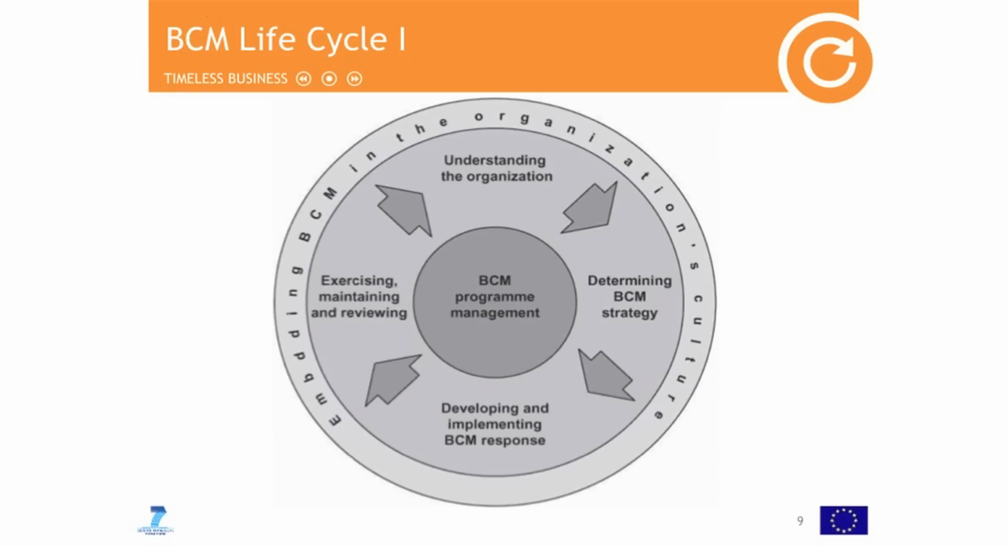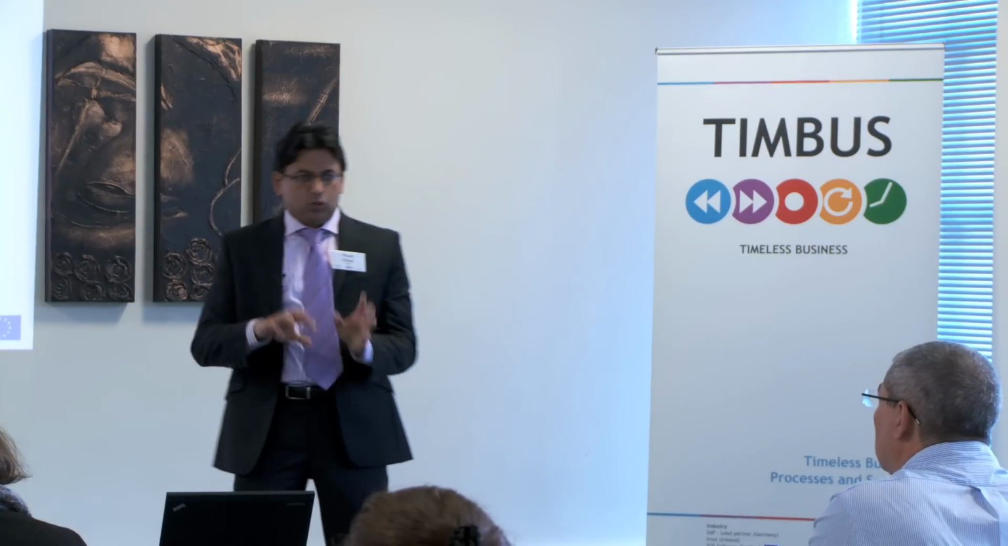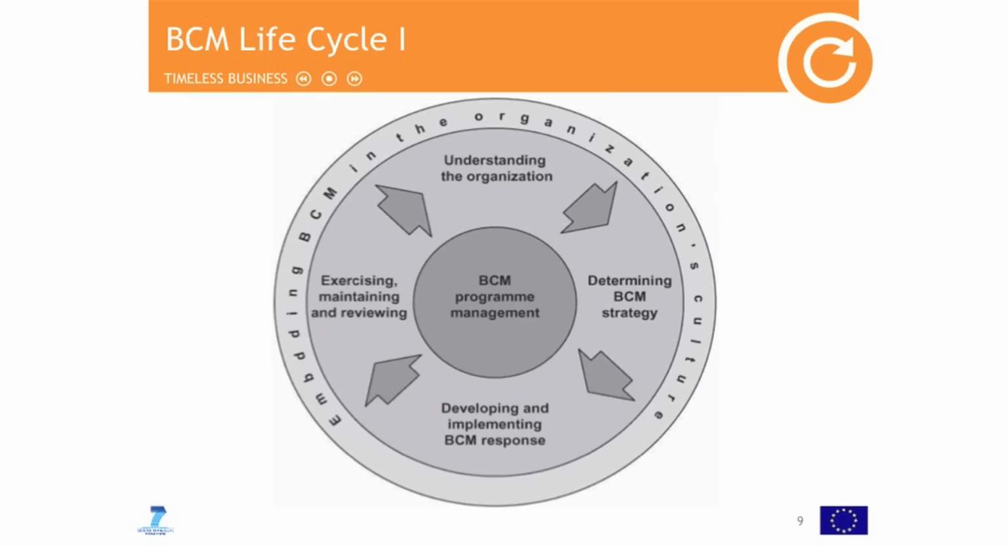This slide shows the business continuity management life cycle. As you can see, it is a closed loop. You always start when you plan to adopt business continuity management. The first step is understanding the organization, then determining the BCM strategy. I will come to further details about these. Then developing and implementing the business continuity management response, and then exercising, maintaining, and reviewing, which means updating the policies, and then back to understanding the organization, which means the organization is evolving and changing.